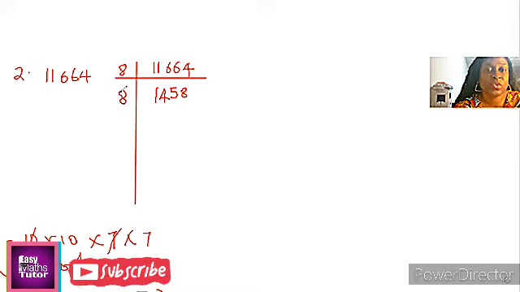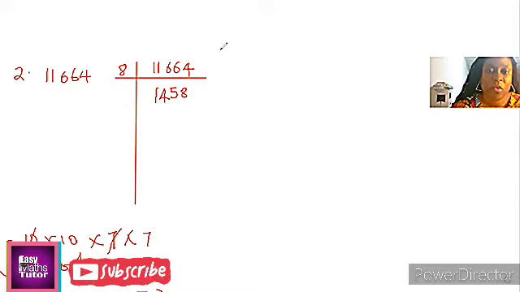If it doesn't go through, we'll cancel that out. 8 will go through 14 one time. And then there are 6. 8 will go through 65 8 times and then the 1. So this won't go through. So we'll try another factor.